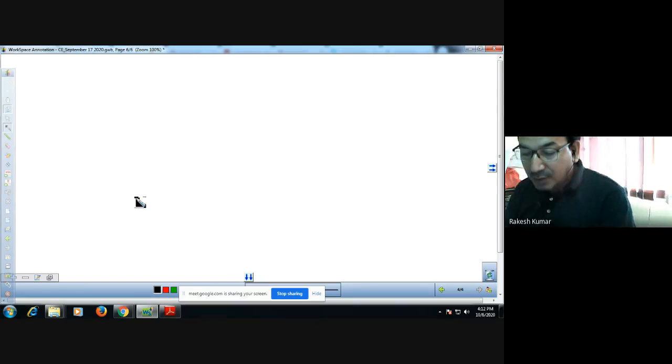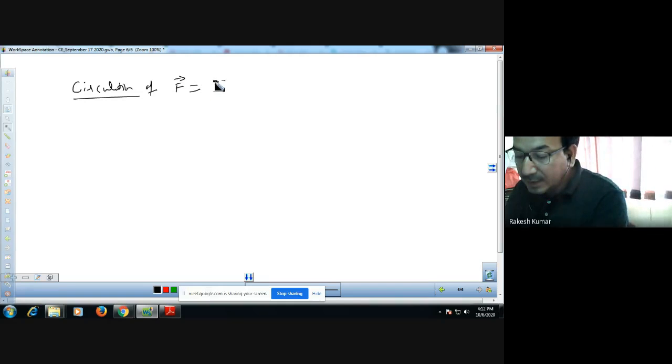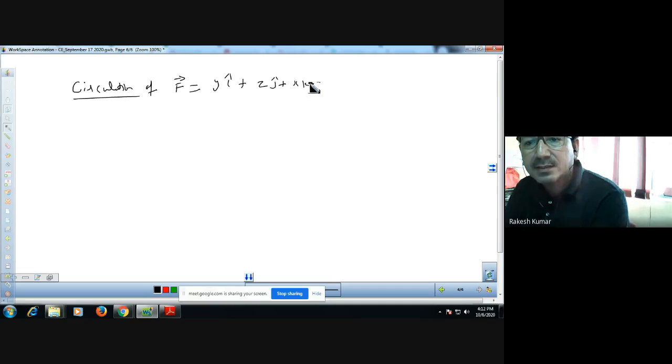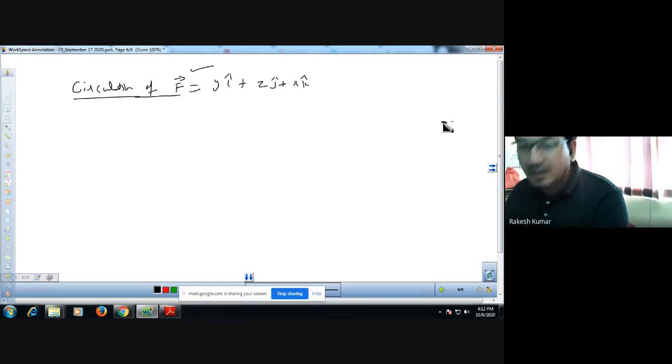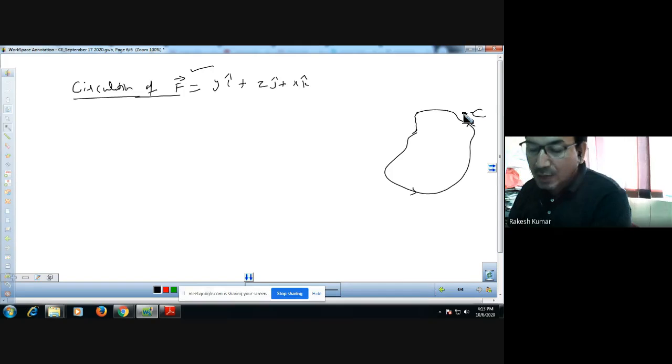Suppose we have to evaluate the circulation. Work done also means the circulation of a vector. So the question is: find out the circulation of a vector F. The vector F is given to us by y i cap plus z j cap plus x k cap. This is a vector point function, and you have to find out the circulation around the curve C.